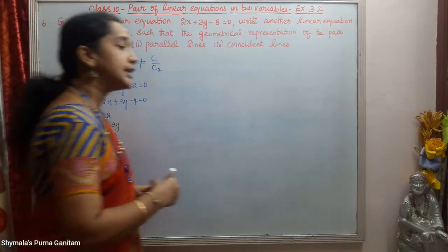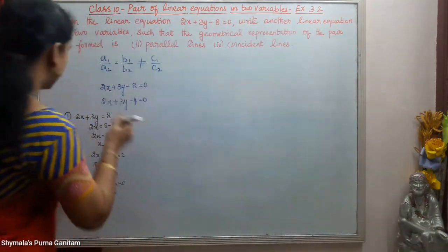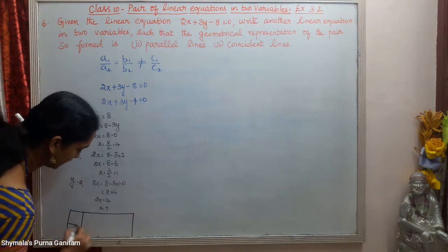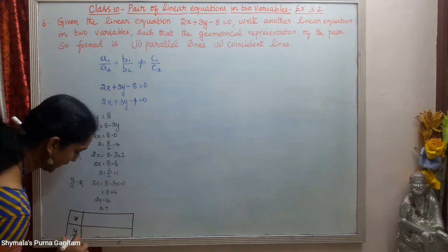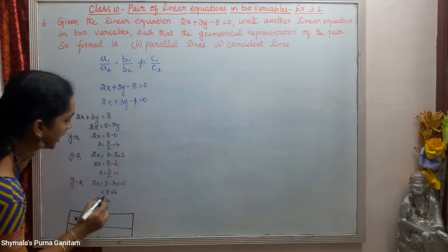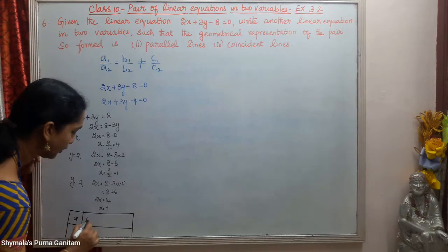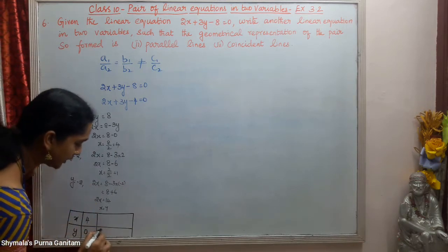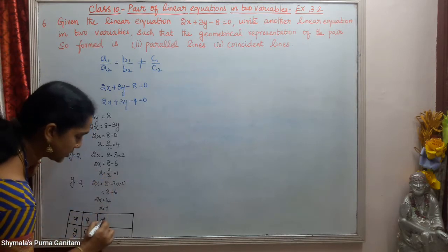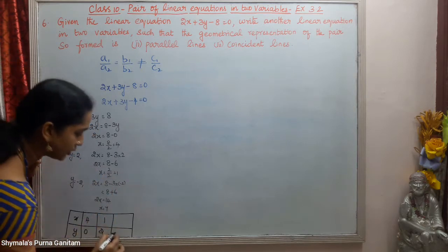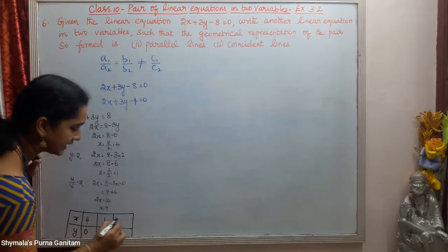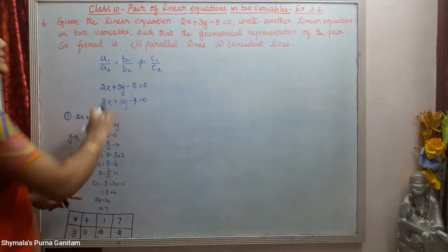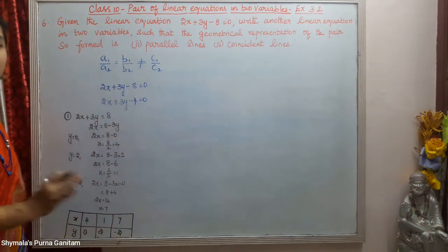So now I will draw tabular column for the given three values of x and y. So the tabular column is x, y. For y is equal to 0, I got x value as 4. Then if y is equal to 2, my x value is 1. If my y value is minus 2, my x value is 7. Okay. This is for the first line.